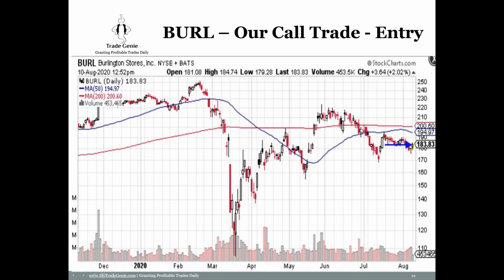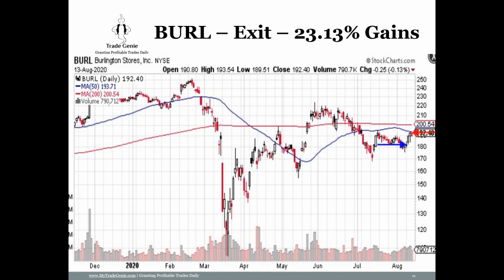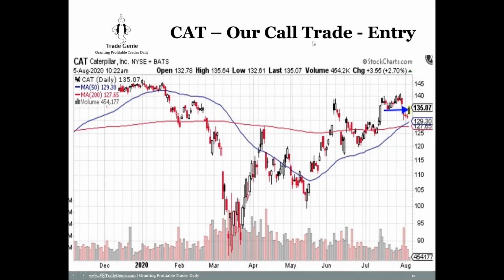Because it failed here, you see, it failed to cross. If it failed previously, it can fail again. So what are the chances that it will not fail? Maybe fail, maybe go up, who knows? So we went long at 183, and we closed it at, I don't think this chart is correct. Maybe we closed at 192, we got in at 183, or maybe we closed at 200. I think maybe half here and half in between. I think it's above 200 now. Anyway, it's a 23% gain on Burlington.